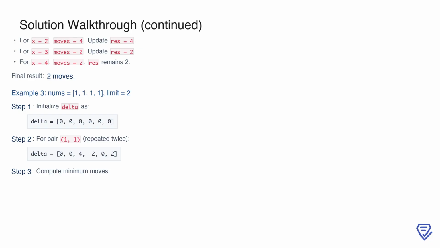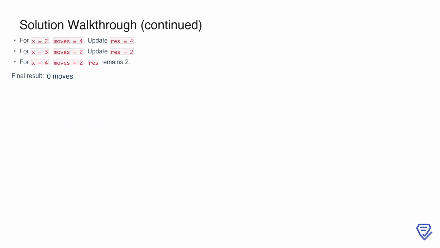We first initialize the delta array to 0, 0, 0, 0, 0, 0. Then, for each pair, 1, 1, which is repeated twice, we calculate the updates to the delta array. After processing both pairs, the delta array becomes 0, 0, 4, minus 2, 0, 2. Finally, we calculate the minimum number of moves for the third example using the delta array.